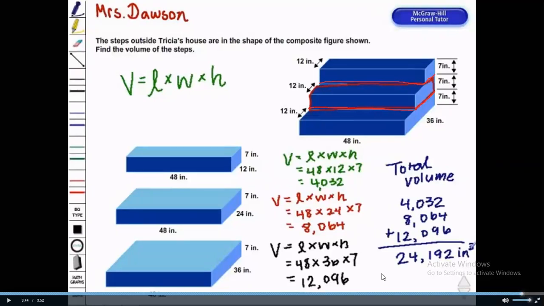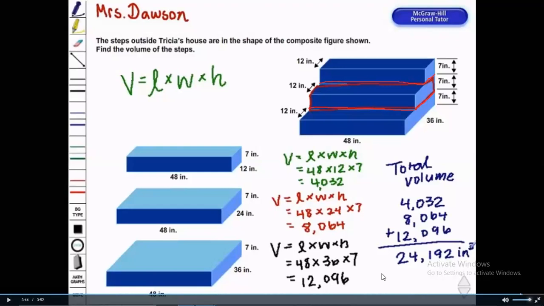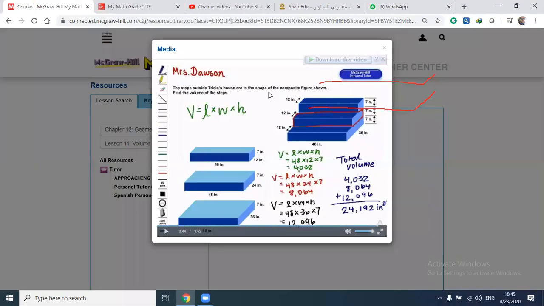Okay, guys, do you have any question about this video? No. Okay. As we learned yesterday, to find the volume of a composite shape, you have to separate it into shapes, find each one separately, and then find the sum of the volumes for the total. This is back to the book.